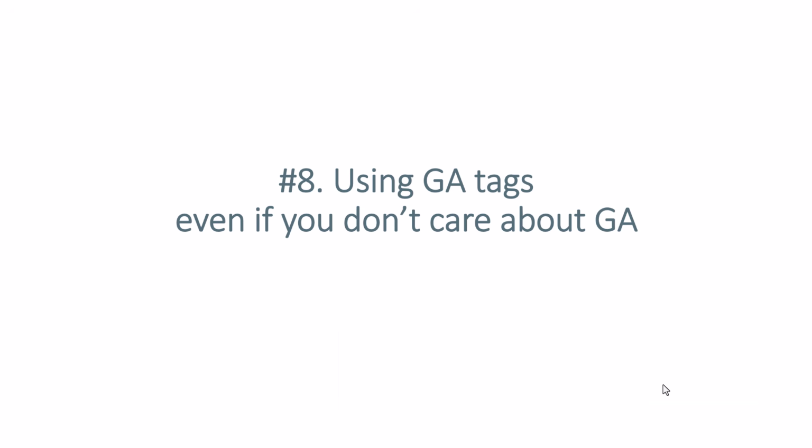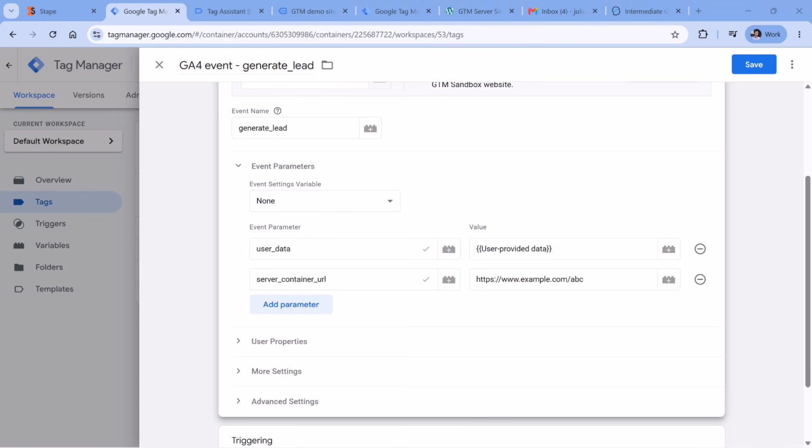Then the next mistake is using Google Analytics for tags, even if you don't care about Google Analytics. Most of the tutorials that you will find online that teach you how to work with server-side Google Tag Manager, they will be using Google Analytics tags in the web container.